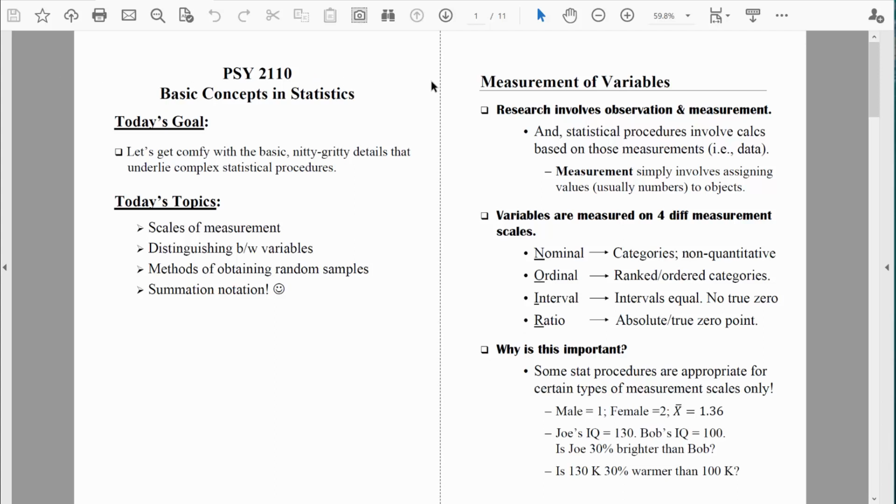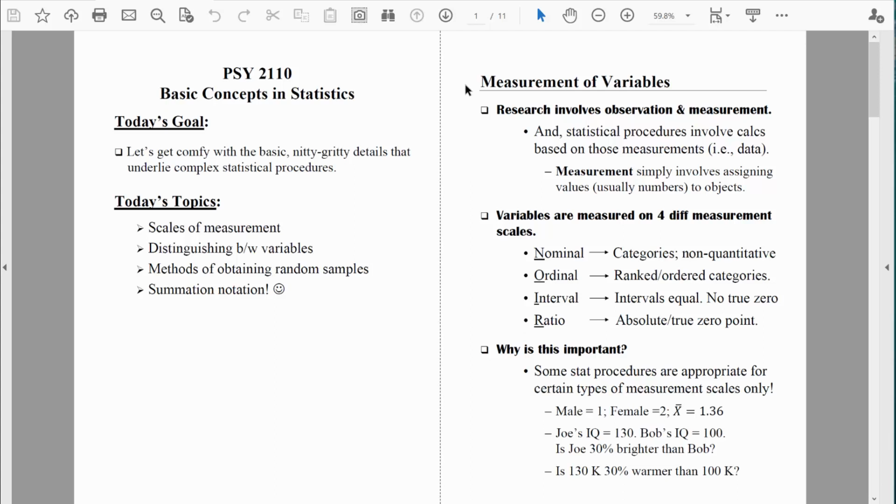As we start talking about measurement in a little bit more detail, let's just remind ourselves that all things scientific, all things research-based, are based on observing things and measuring things. And statistical procedures fit in because they just involve calculations that are based on those measurements. Those measurements comprise the data that we have. And remember, data is just information. So overall, measurement just involves assigning values, and those are usually numbers, to objects.